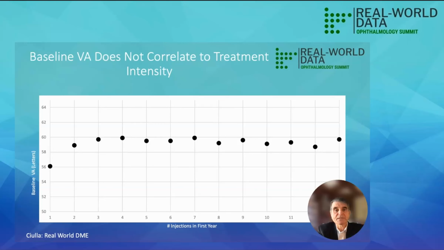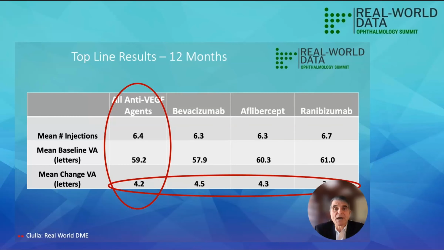Baseline visual acuity did not correlate to treatment intensity. In other words, those who received few or many injections were not necessarily better or worse at baseline. With regard to top-line results, at 12 months, the mean number of injections was 6.4, and the mean change in visual acuity was 4.2 letters. There were no meaningful differences in outcomes based on initial anti-VEGF agent.